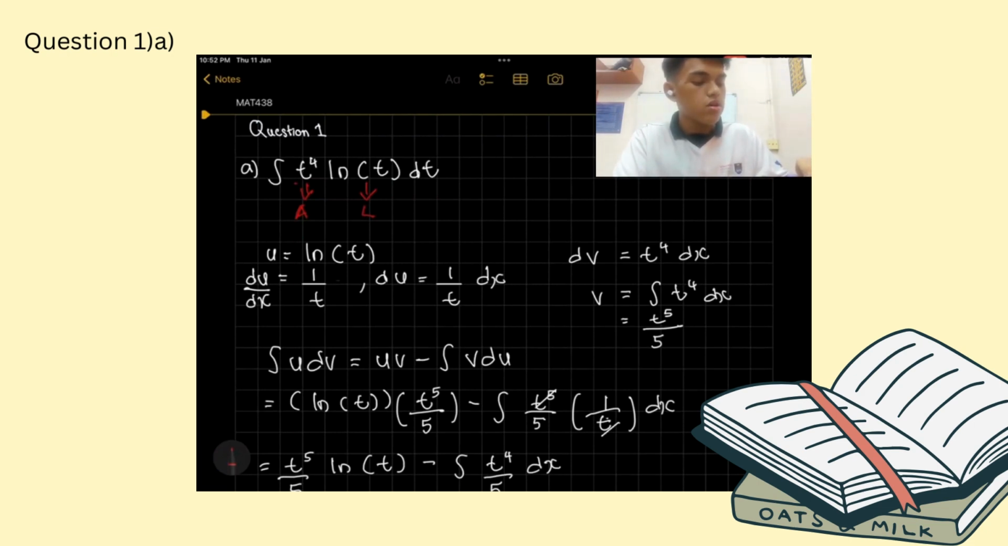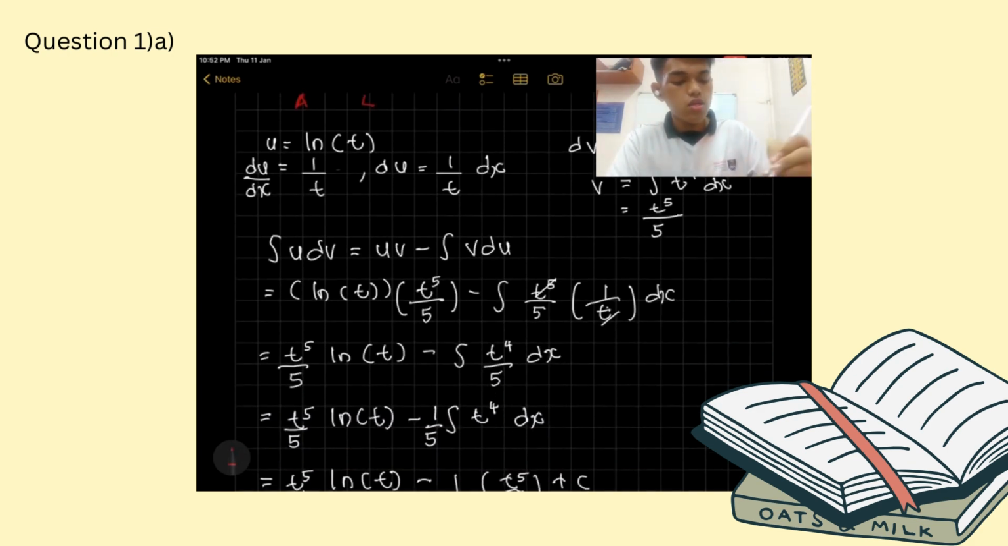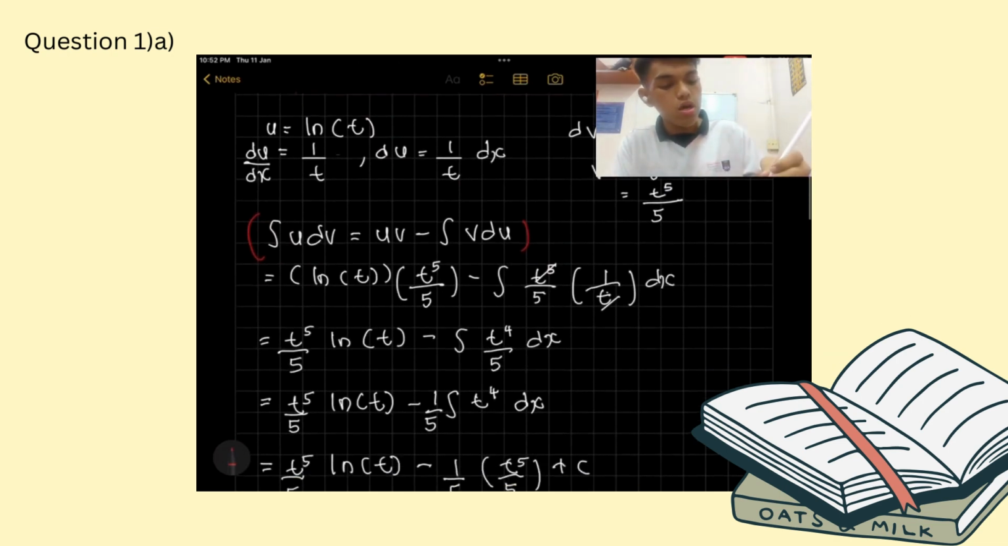After that, integrating dv, we integrate t power 4 dt, and it becomes t power 5 per 5. As you can see, we will use this formula: u times v minus integrate v times du. So u is ln t and v is t power 5 over 5, minus integrate t power 5 per 5 times 1 over t dt.